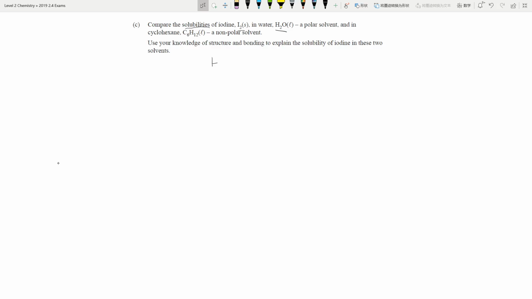So think about this. Water, they told you, is a polar solvent. And then you've got C6H12, which is cyclohexane, which is a non-polar solvent. Now, to help you with a bit of organic, just remember all the hydrocarbons are non-polar. Okay, so that might help if we didn't tell you whether this is polar or non-polar. All the hydrocarbons, if it's alkanes, they're non-polar.